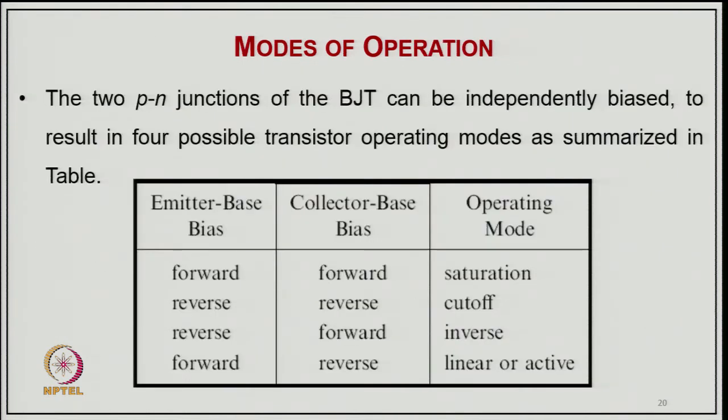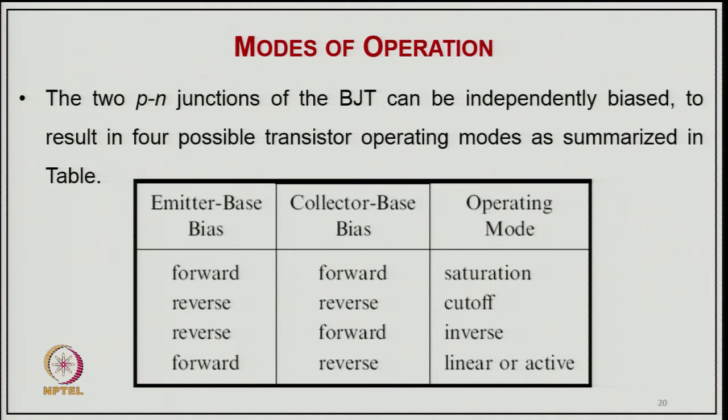Now, the 2 p-n junctions of the BJT can be independently biased to result in 4 possible transistor operating modes, as summarized in the table. We have emitter base bias, collector base bias, and the operating mode. If the emitter base junction is forward biased and the collector base is also forward biased, both forward, which we discussed last time, the transistor operates in the saturation region. It means the VCE drop is very small, it goes into saturation, and the current is decided by the external circuit.